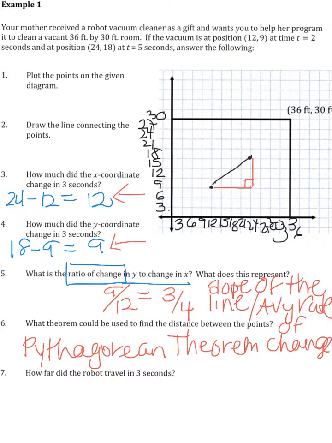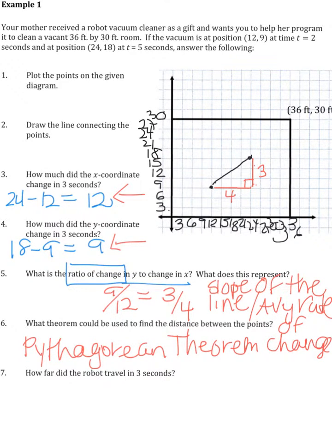And we could just count 1, 2, 3, 4. And then we can count 1, 2, 3 for this leg. And then 4 squared plus 3 squared is equal to c squared, the value of the hypotenuse, hence the distance of that line. Or how far did the robot travel in 3 seconds? You can use the distance formula. So either use Pythagorean's theorem or the distance formula.